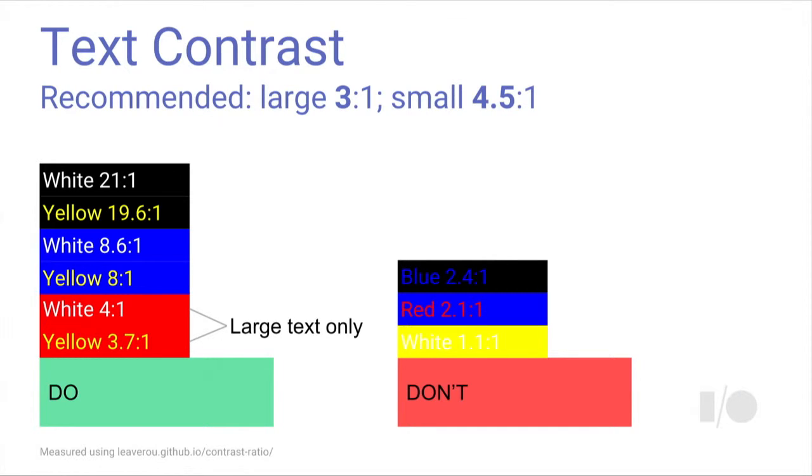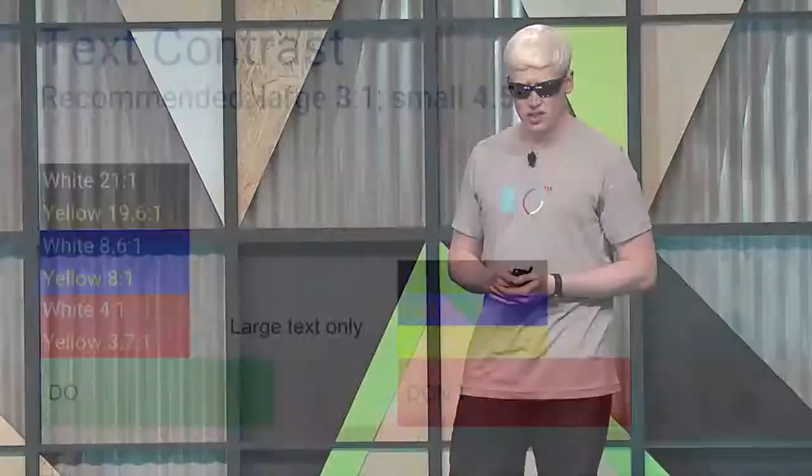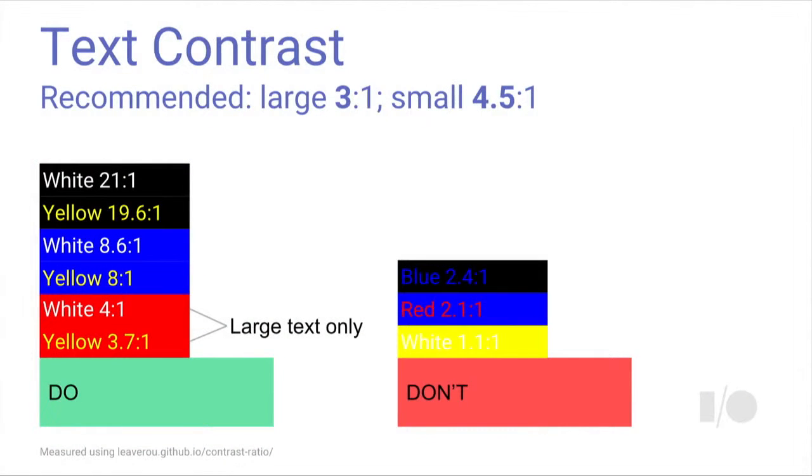And on this slide, we can actually see a few examples of primary color combinations and how they stack up in terms of contrast ratios. As we can see, white and yellow on black and white and yellow on blue both meet the 4.5 ratio. But note that white or yellow on red should only be used in combination with large text. We also see a few examples of color combinations that don't work well, such as blue on black, red on blue, or white on yellow. These shouldn't be used in combination with one another.